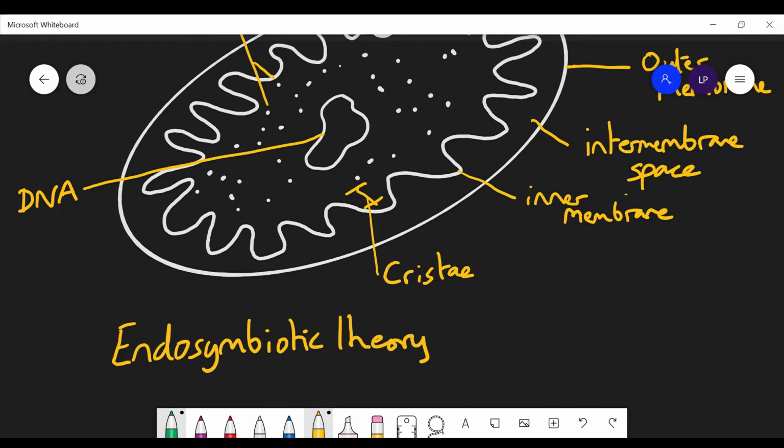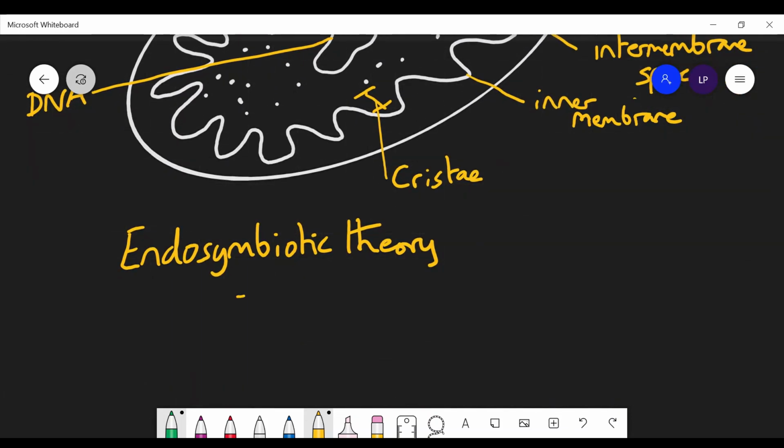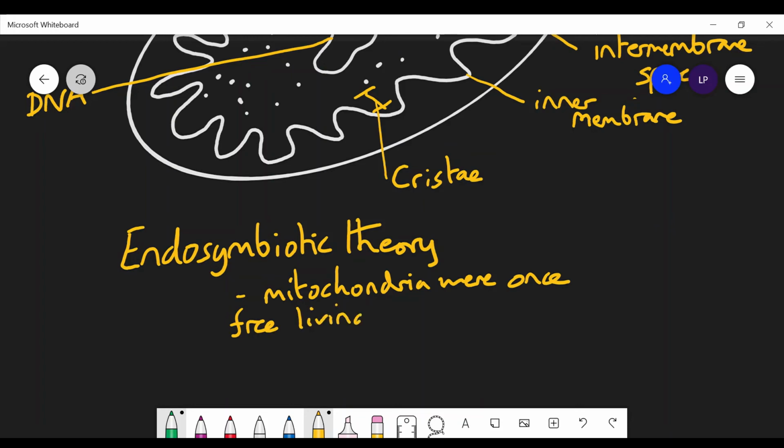And then in the past, our ancient ancestors of eukaryotic cells engulfed the mitochondria and the chloroplasts. And instead of destroying it and using those nutrients, they entered a symbiotic relationship with these free living bacteria and basically evolved over time to create the mitochondria and the chloroplasts we know today.